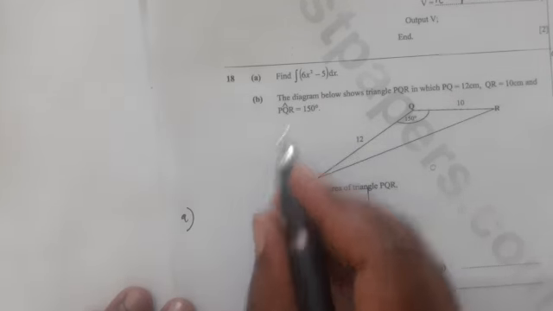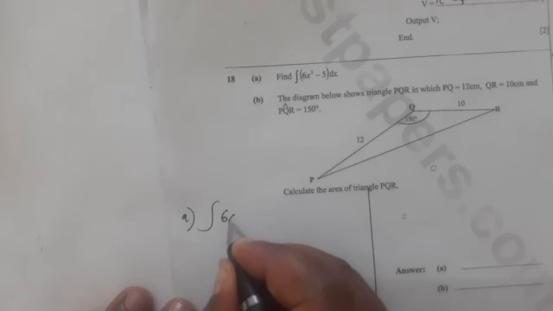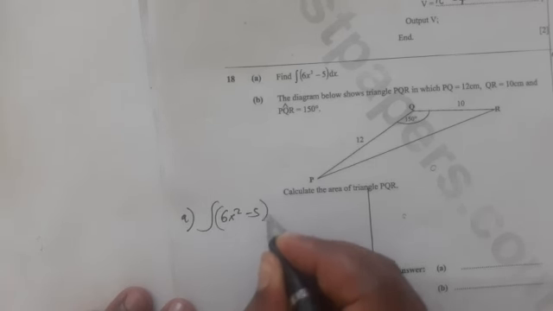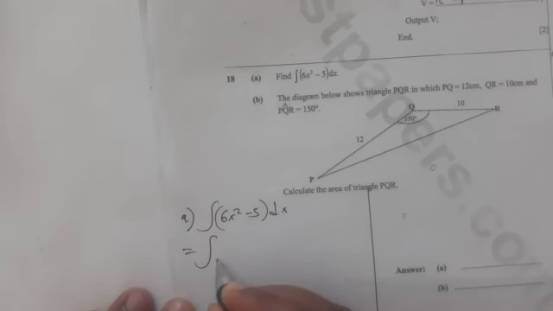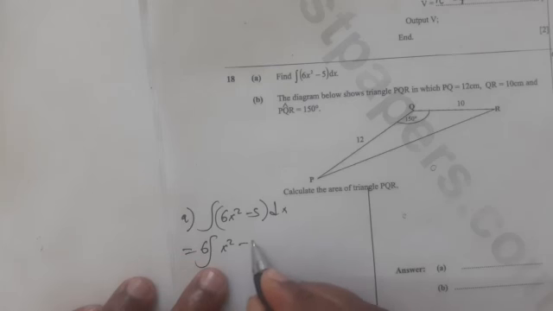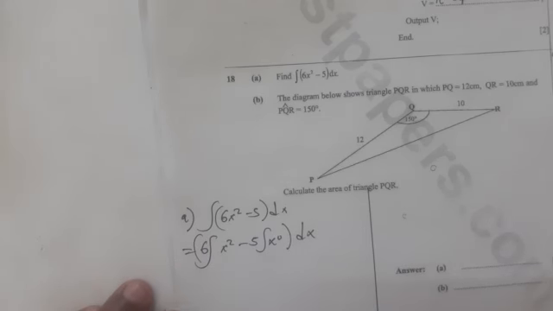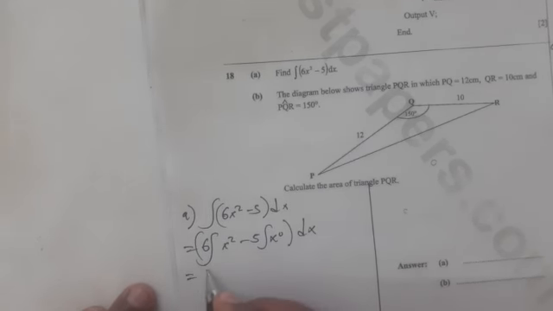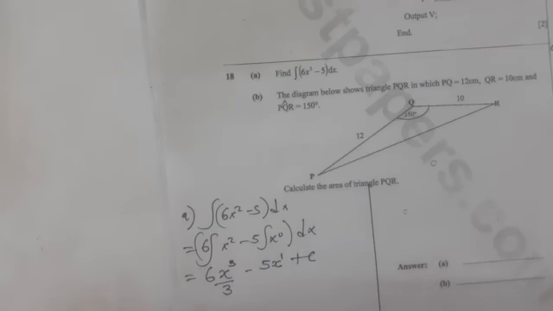Okay, A, find the integral of 6x squared minus 5 with respect to x. So this is the same as the integral of 6x squared. You can factor out the constant, there's no problem. You can bring out the minus 5, the integral of x to the power 0. Everything here is with respect to x. So this will be 6x to the power, you add 1, so 2 plus 1 is 3, divided by 3, minus 5, you add 1 here, so it will be x to the power 1, plus C.